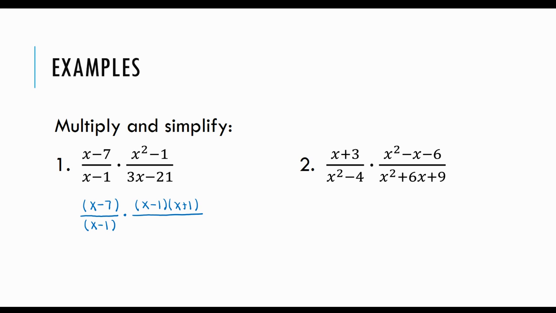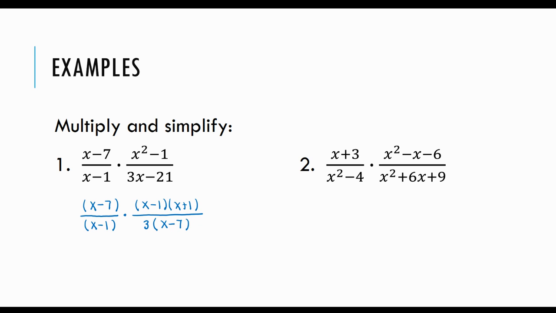If I look at my denominator, that 3x - 21 is factorable. They both have a GCF, so I can take out a 3, and that would leave you with an x - 7. Okay, so that was step 1. We factored numerators and denominators completely. Step 2 is we multiply straight across.